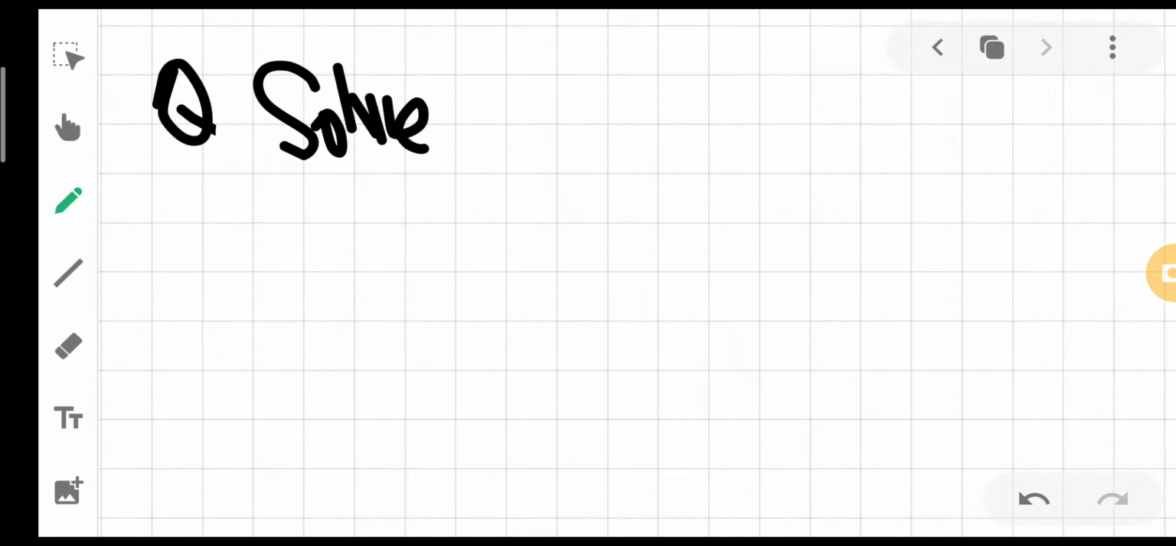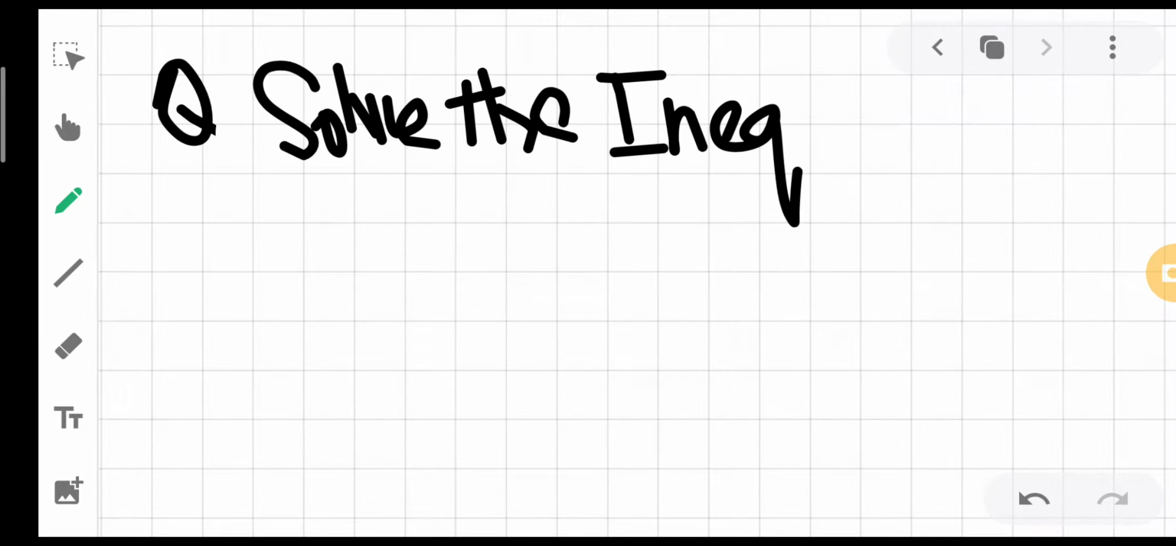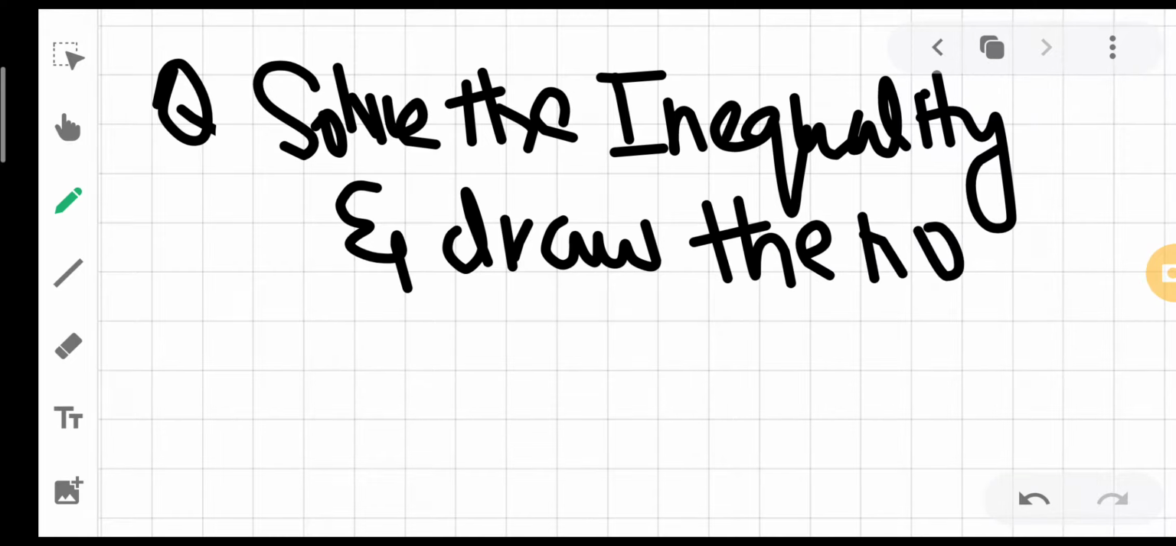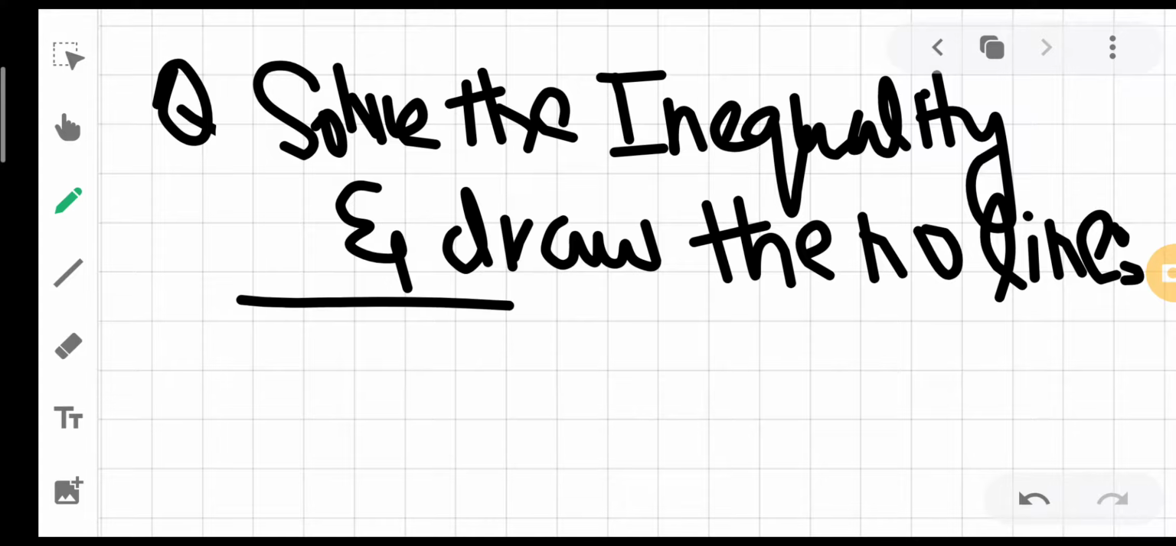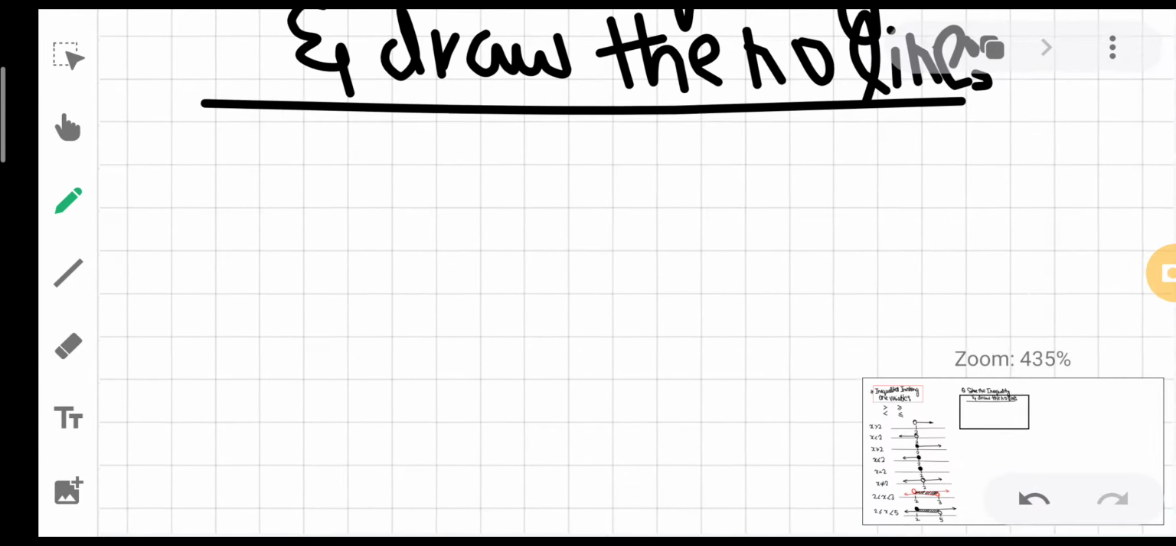Solve the inequality and draw the number line. So first of all you are supposed to solve the inequality and then you are supposed to draw the number line. अब भाई ये काम कैसे करेंगे? Very simple. If you are interested to solve the inequality and later on draw the number line, ज़रा बात सीखते हैं.